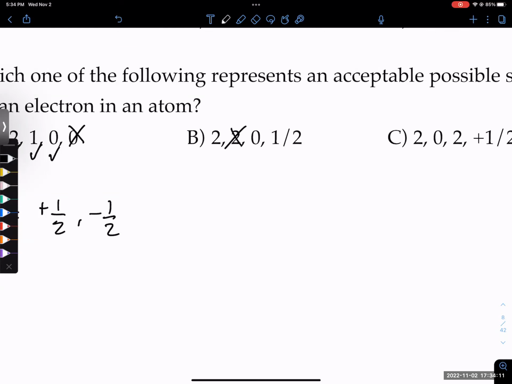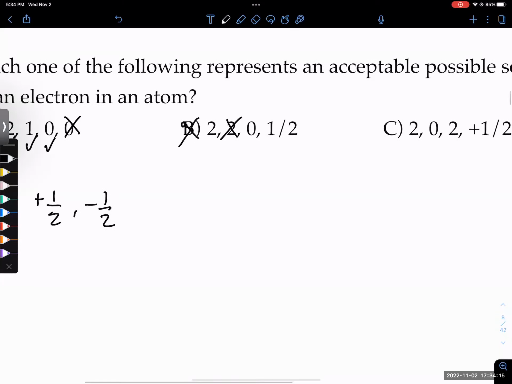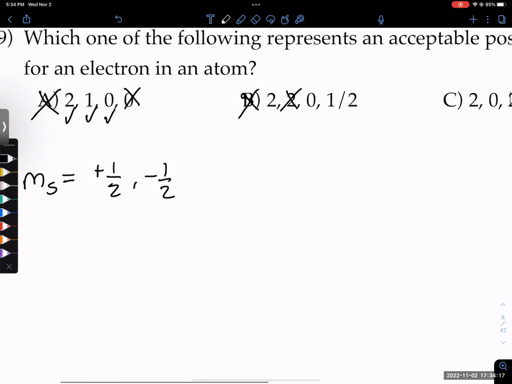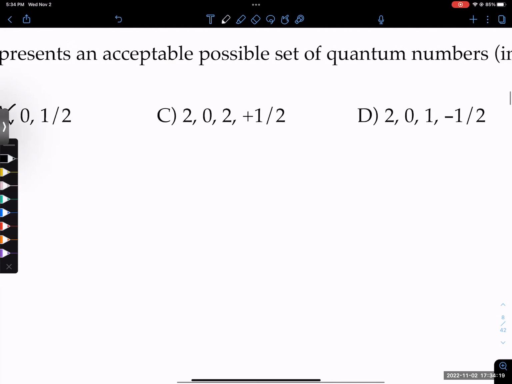0 to 1, right? So it can go from 0 to N minus 1. Perfect. So that's wrong. A is wrong. C's gotta be right. Let's go. Why? Because, yeah, N is good, L is good, but if L is good, M. What are the possible values for M sub L for any L?